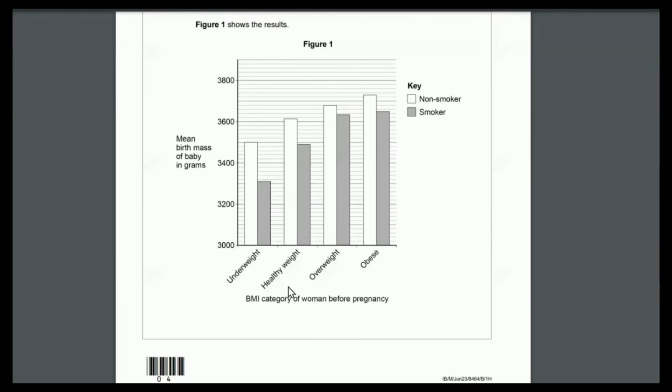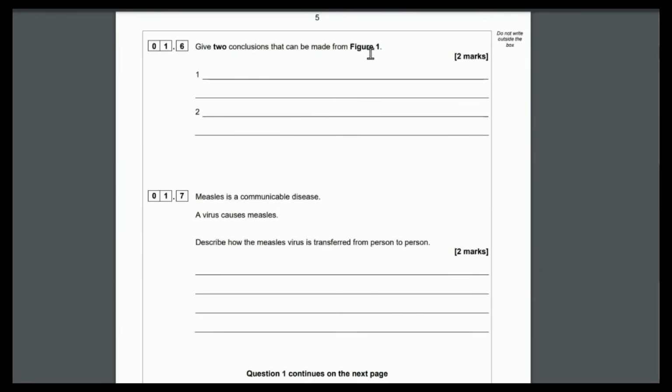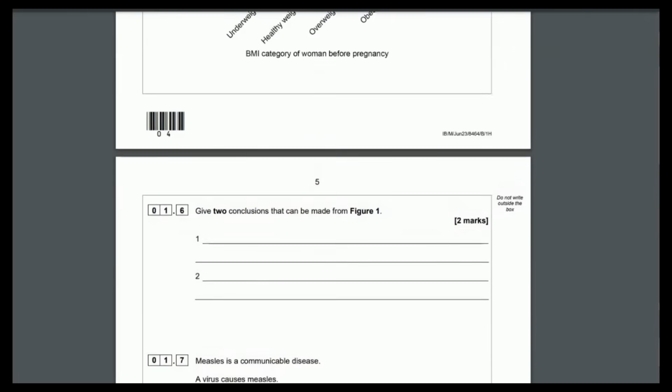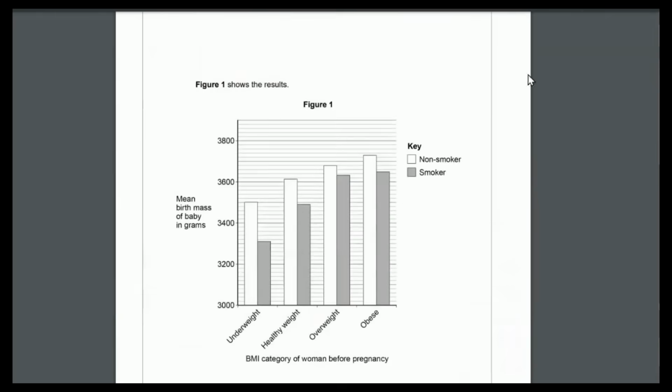So if we look at figure one here, it shows the mean birth mass of babies when women are non-smokers or smokers. Give two conclusions that can be made from figure one. Now, conclusion, you need to know your command words, it just means two things you can state from the evidence that are absolutely true facts. You don't need to explain using any scientific knowledge. So what two facts can we say from this data?